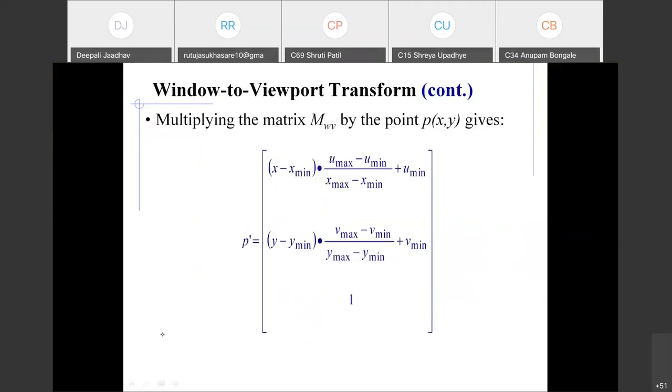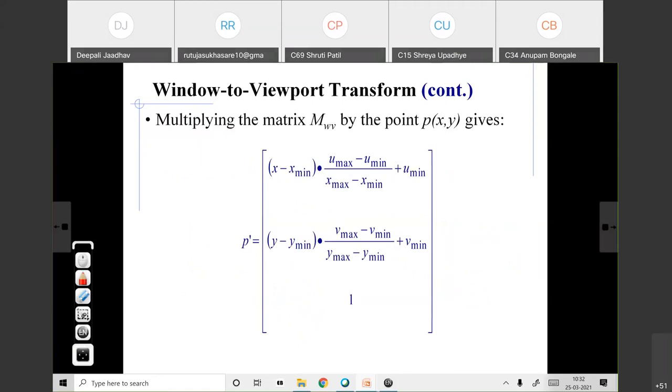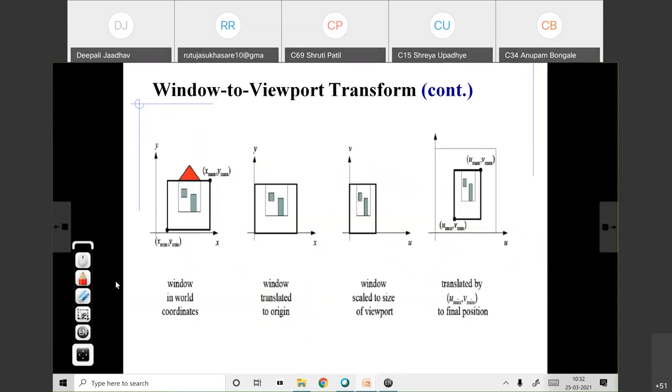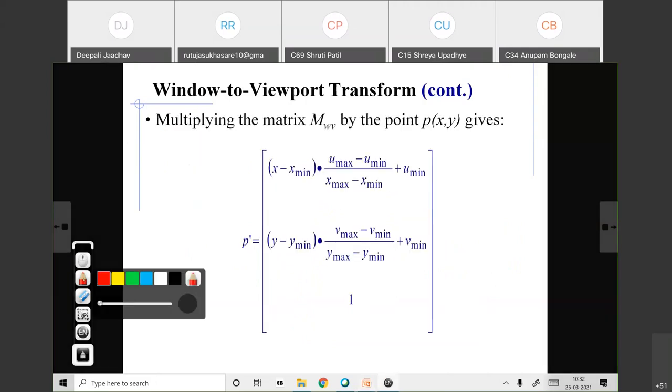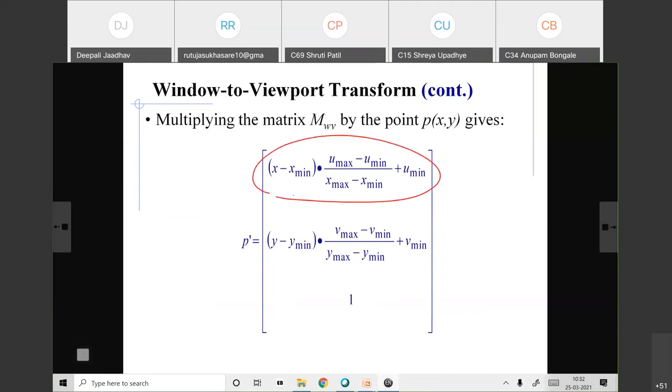So after calculation, this is the entire transformation matrix. Whatever the window points x and y are, these are multiplied with this factor, the entire transformation matrix. X min, y min, u min, all the values are put here, and the homogeneous coordinate is 1. After multiplying the previous one, I am not doing all the multiplication or the in-between steps here. The direct result is shown here. So that is the entire transformation matrix for any window point.